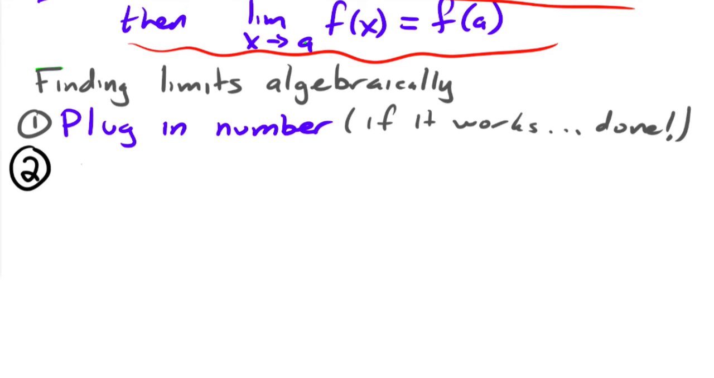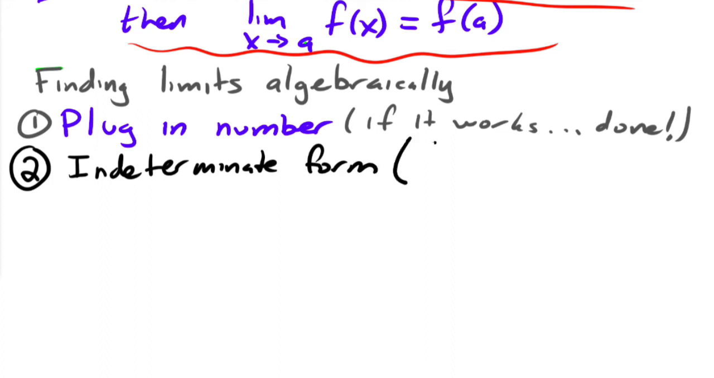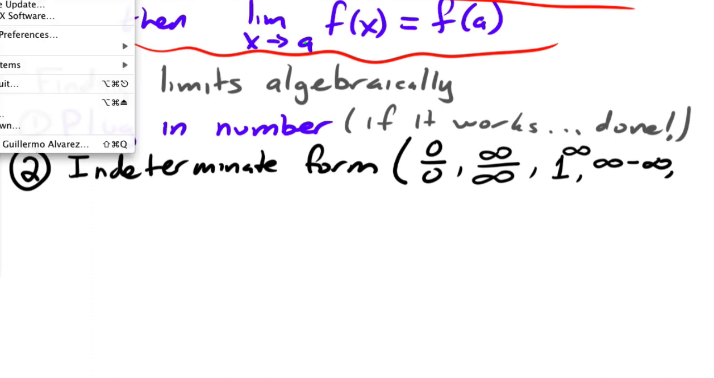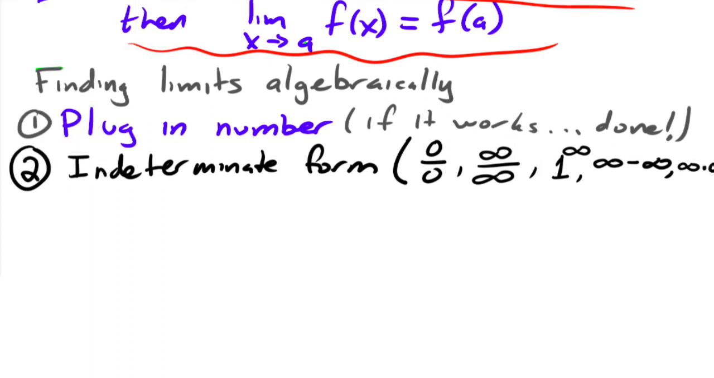Now if you get an indeterminate form, I'm just going to list a couple. 0 over 0 is an indeterminate form. Infinity over infinity is another indeterminate form. You've got 1 to the infinity, which is also an indeterminate form. You've got infinity minus infinity. And you've also got infinity times 0.